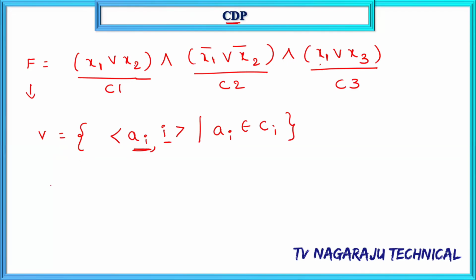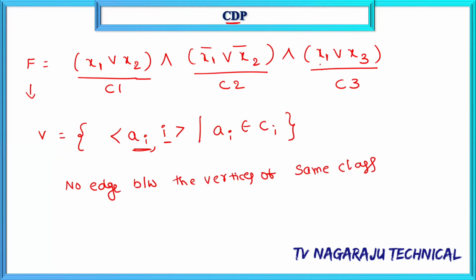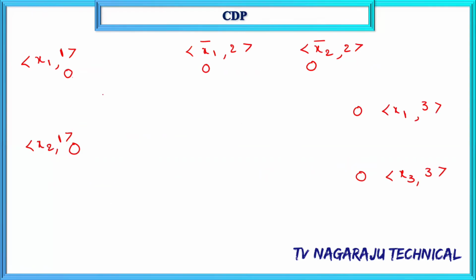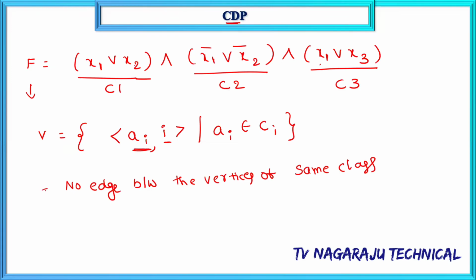Some rules are there. The first one is there is no edge between the vertices of the same clause. That means, see here, there is no edge between x1 and x2. There is no edge between x1 bar and x2 bar. No edge between x1 and x3. Clear? So, for the same clause literals, no edge. Now, there is no edge between the vertex and its inverse.